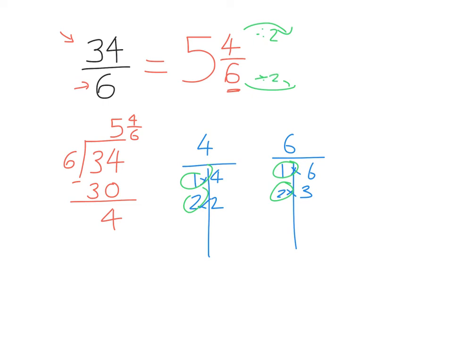Ugh, it's getting sloppier. Okay, so I'm going to keep my whole number the same, 5 wholes. 4 divided by 2 is 2. 6 divided by 2 is 3.